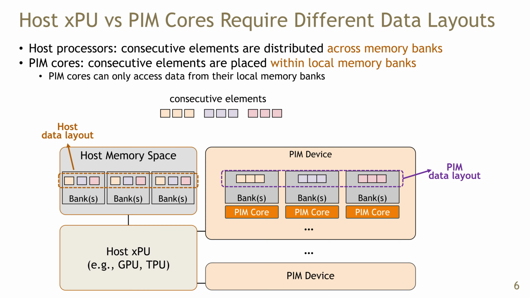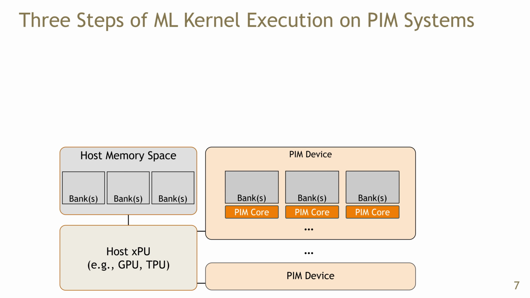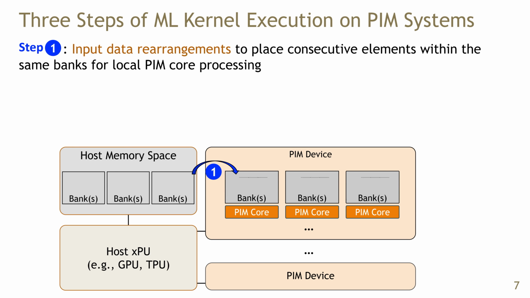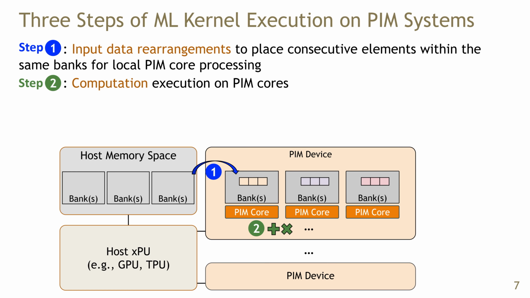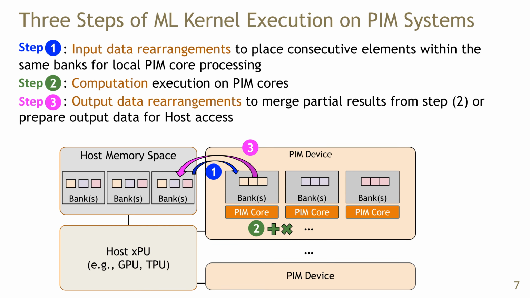This data layout difference results in explicit software rearrangement to run a machine learning kernel on the PIM core, resulting in these 3 steps. First, rearrange input data to fit the PIM local bank data layout. Then, execute the compute on the PIM core. And finally, rearrange the output data to combine the partial results and restore the host-accessible data layout.